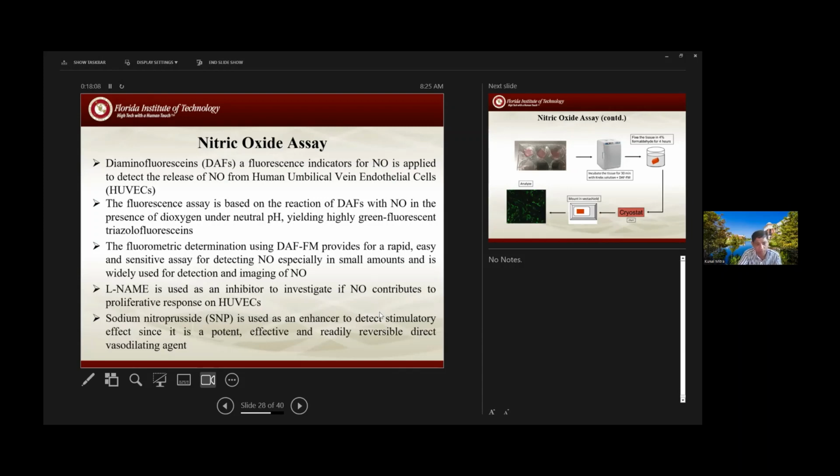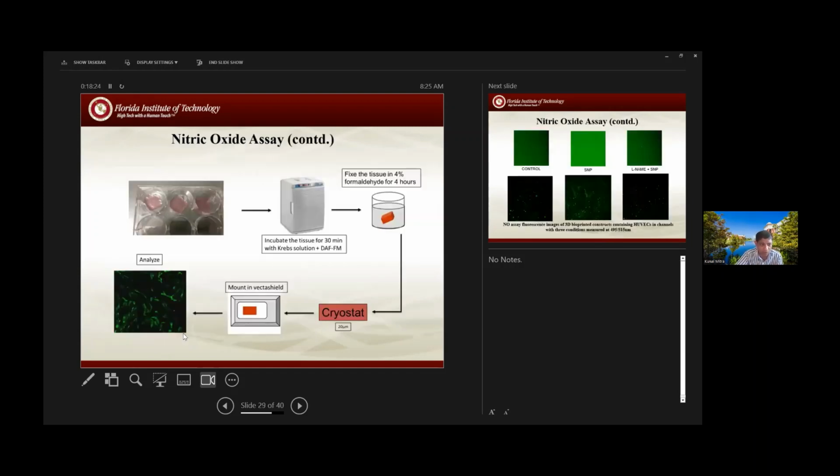So what we did, we used some agents to increase the NO production and to suppress it. So you could see L-NAME is used to inhibit the NO, and then sodium nitroprusside is used to increase it. So when we put in a bioprinted construct, we want to make sure we get the true manifestation of the mechanism so that these tissues are behaving like a real tissue environment.